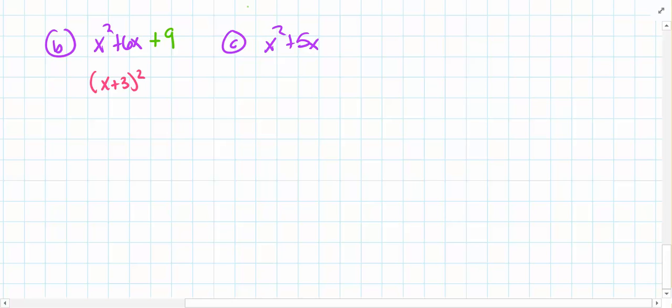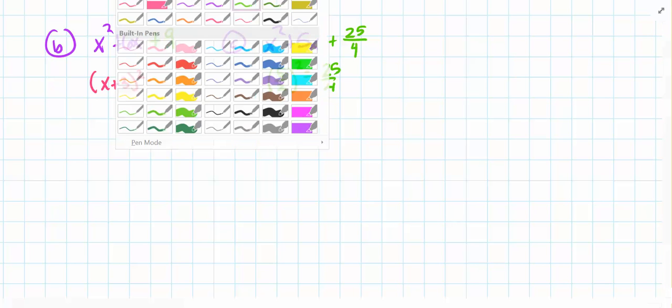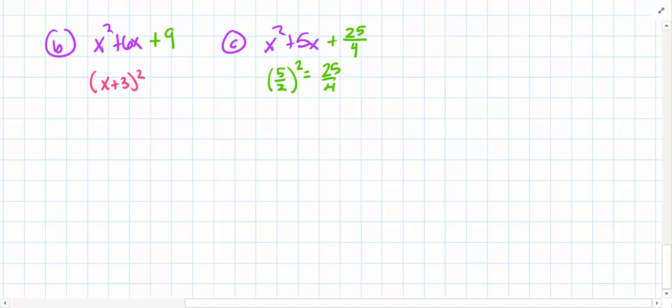Because I would take 5 halves. I would take half of b and I would square it. That's where the 25 over 4 comes from. Good. What does that do for you now? What does that create? Yeah, (x plus 5 over 2) squared. Very good.